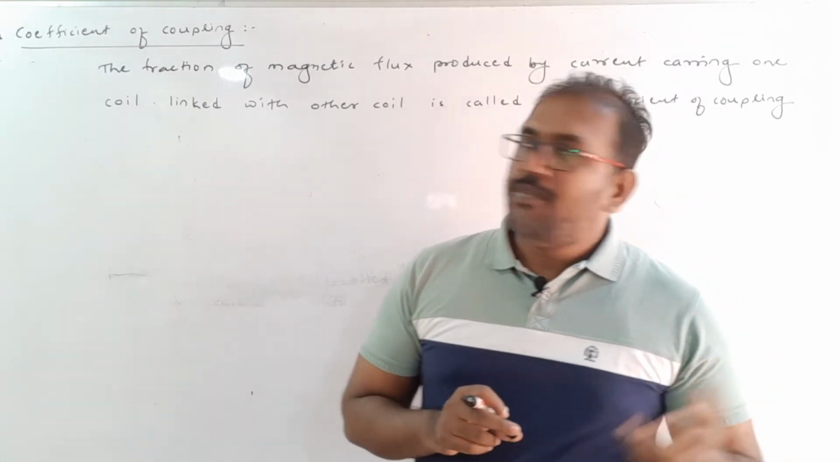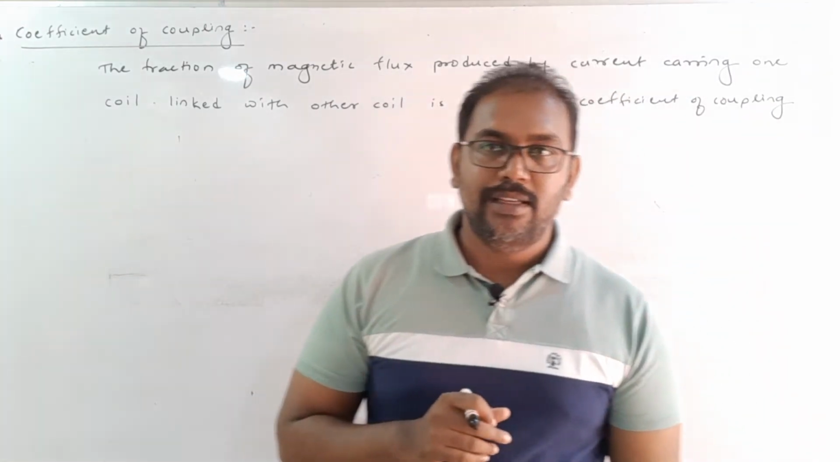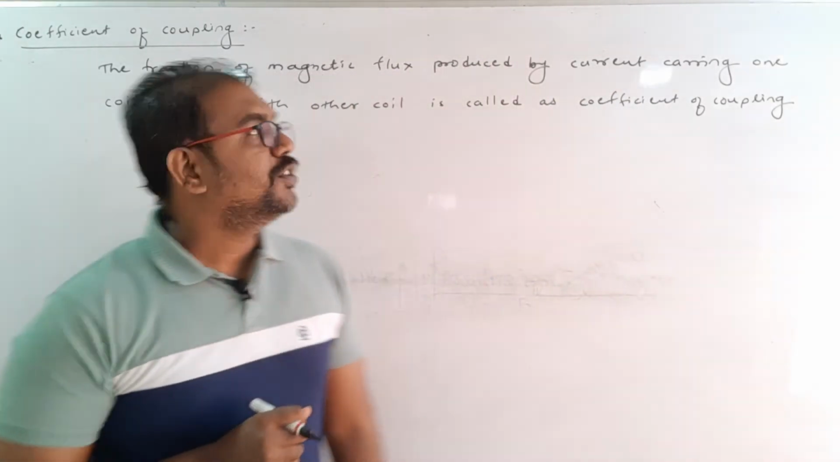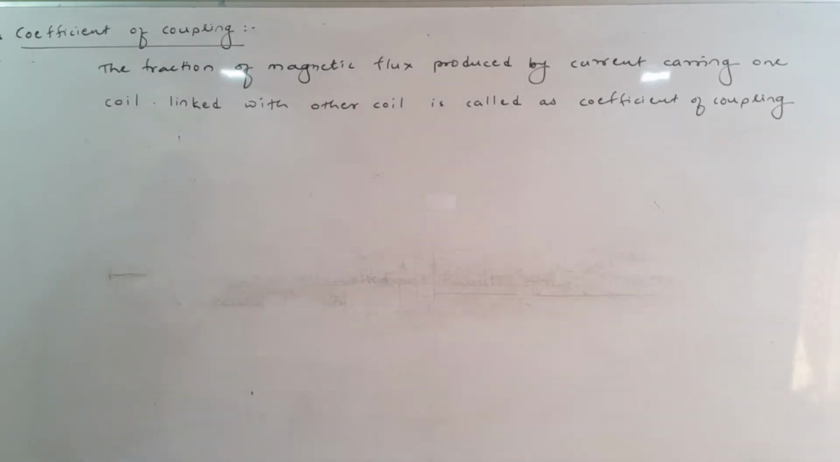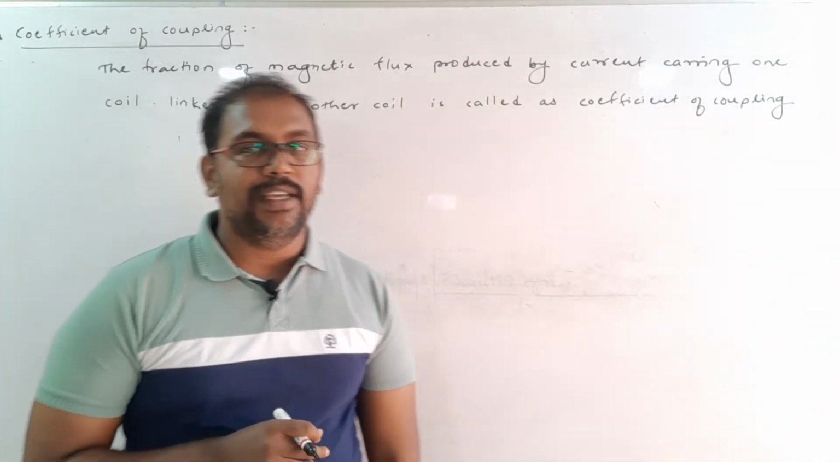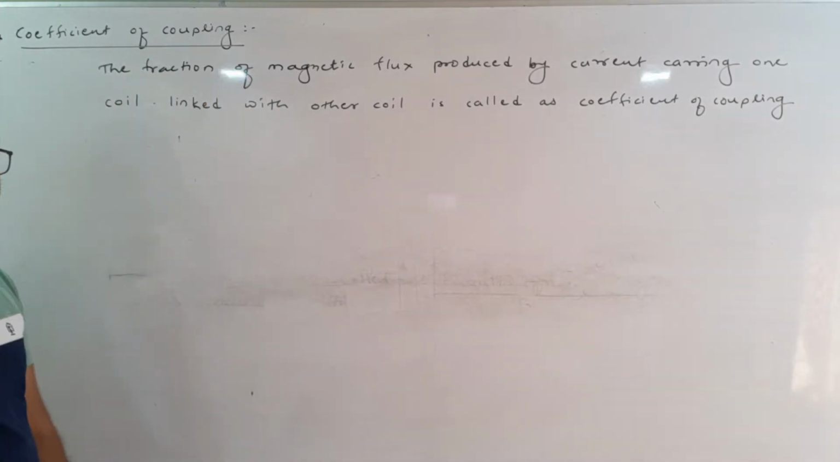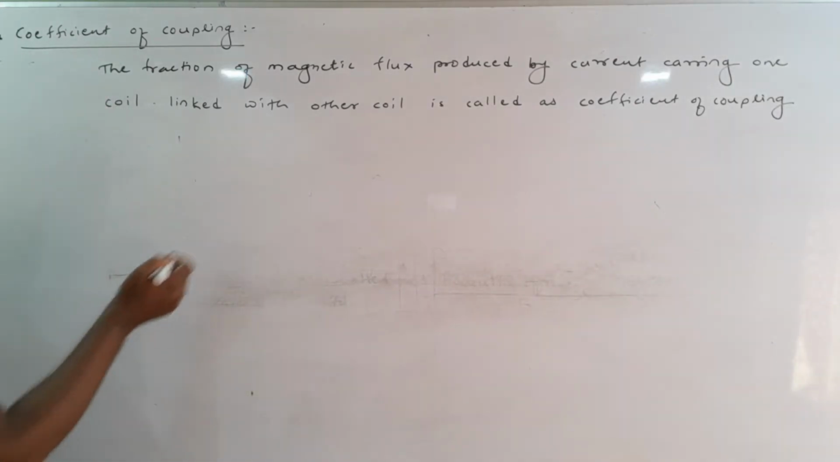As well as, generally, if the coefficient of coupling is greater than 0.5, then it is called tightly coupled. And if this K is less than 0.5, then it is called loosely coupled. Okay. Now here, let's see a coil.